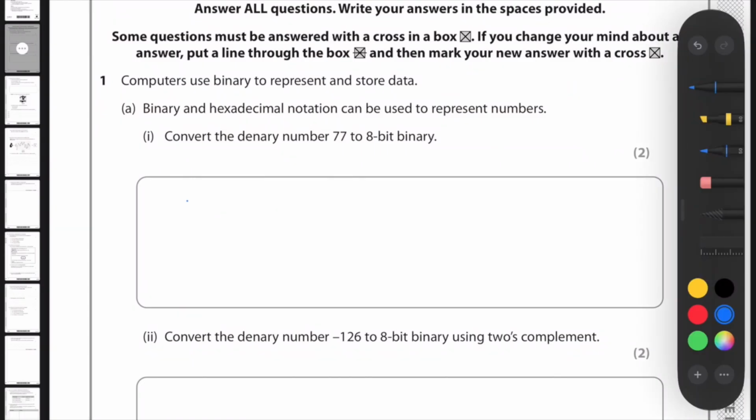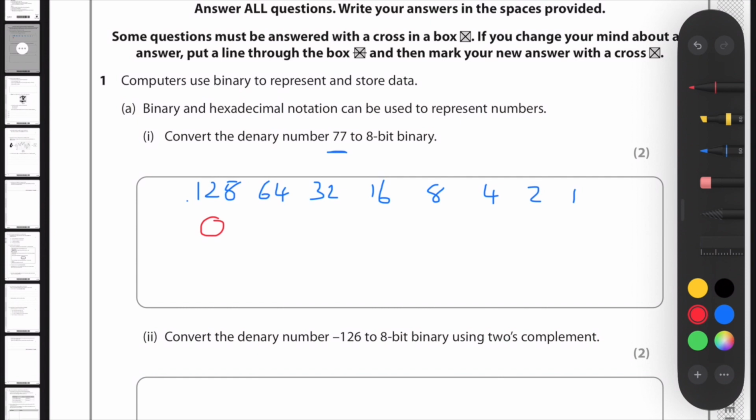Question 1. Computers use binary to represent and store data. Binary and hexadecimal notation can be used to represent numbers. Convert the denary number 77 into 8-bit binary. Okay, so let's start with drawing out an 8-bit register. 1, 2, 4, 8, 16, 32, 64, 128. Okay? Then we need to work out where 77 goes.